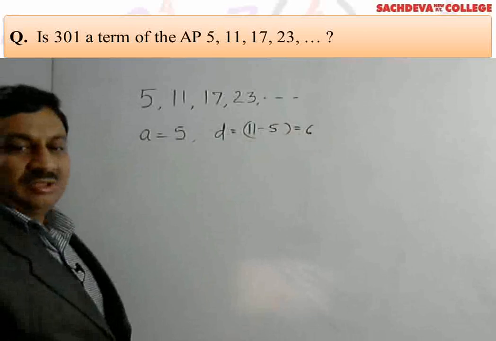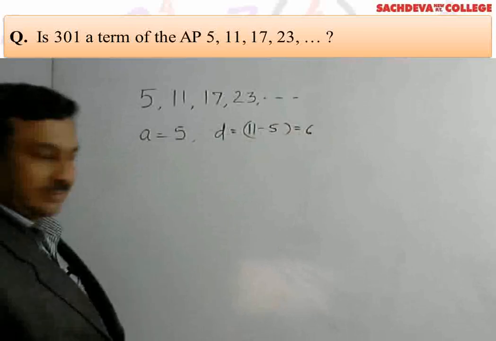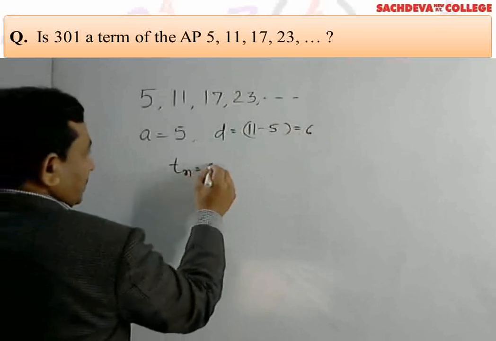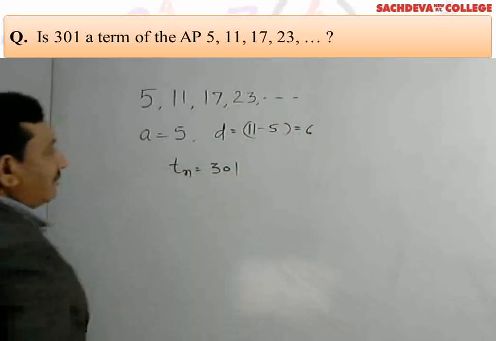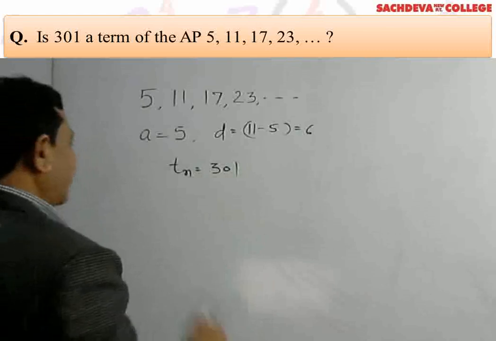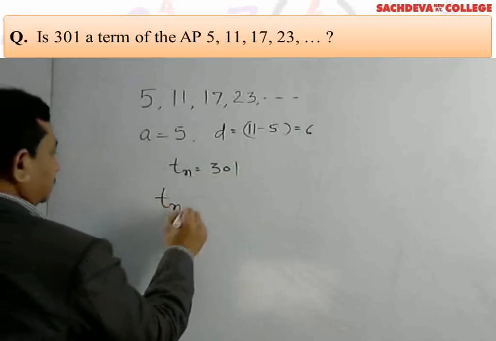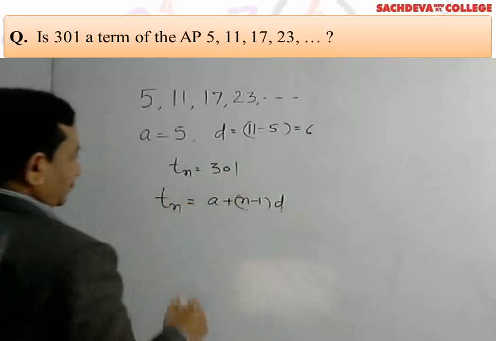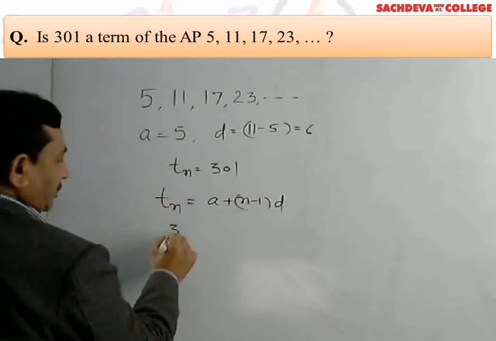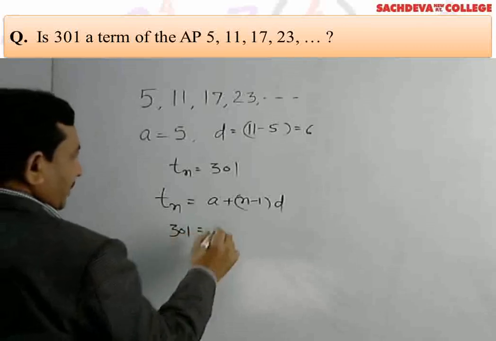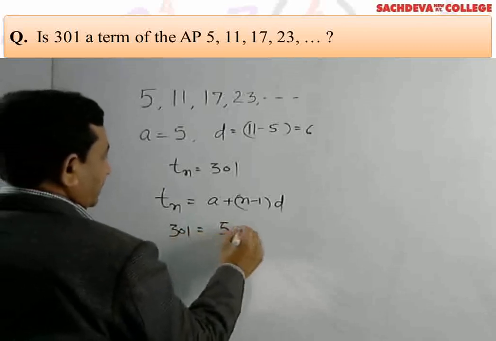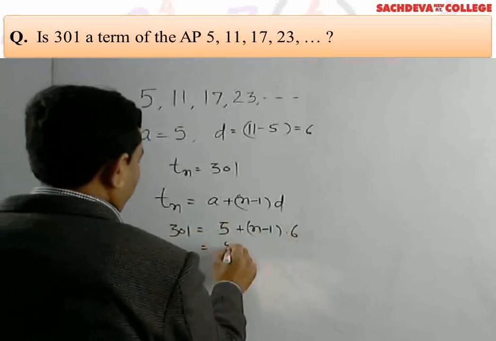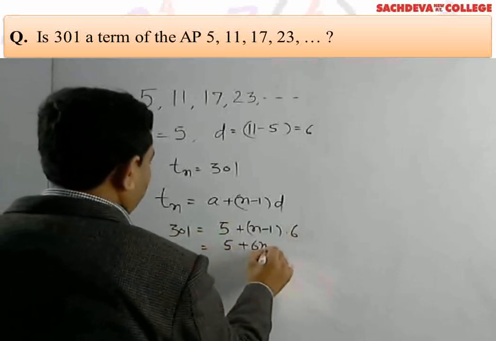Let 301 be the nth term of this series. So Tn is equal to 301. But we know that the nth term of an AP, Tn, is equal to A plus (n minus 1) into D. So 301, because Tn is 301, is equal to A, which is 5, plus (n minus 1) into D, which is 6 here, or is equal to 5 plus 6n minus 6.